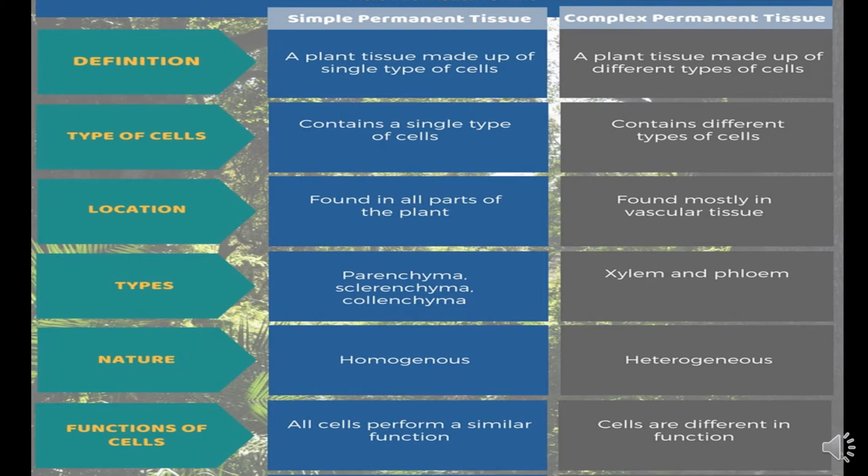All the cells of simple permanent tissues are of a similar type, hence this is also termed homogeneous tissue, whereas complex permanent tissue may be categorized as a heterogeneous tissue. In simple tissues all the cells perform a similar function, whereas in complex permanent tissues all cells are different in function, but they collectively cooperate to perform a specific function.